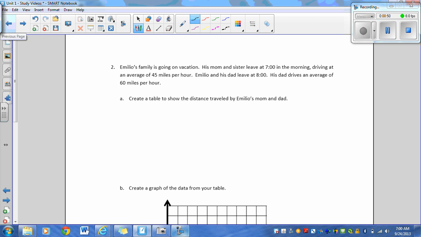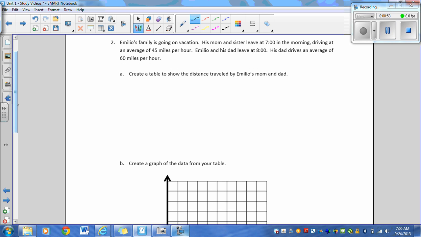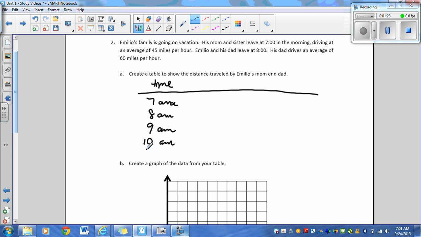So the first one I have is Emilio going on vacation. His mom and sister leave at 7 a.m. in the morning, driving an average of 45 miles per hour. Emilio and Dad leave at 8 a.m. His dad drives an average of 60 miles per hour. So with a double line graph, it's important to have a table, and we'll have time as our x-axis variable, and we start this at 7 a.m. And we'll see how far we can go, maybe up to like noon.